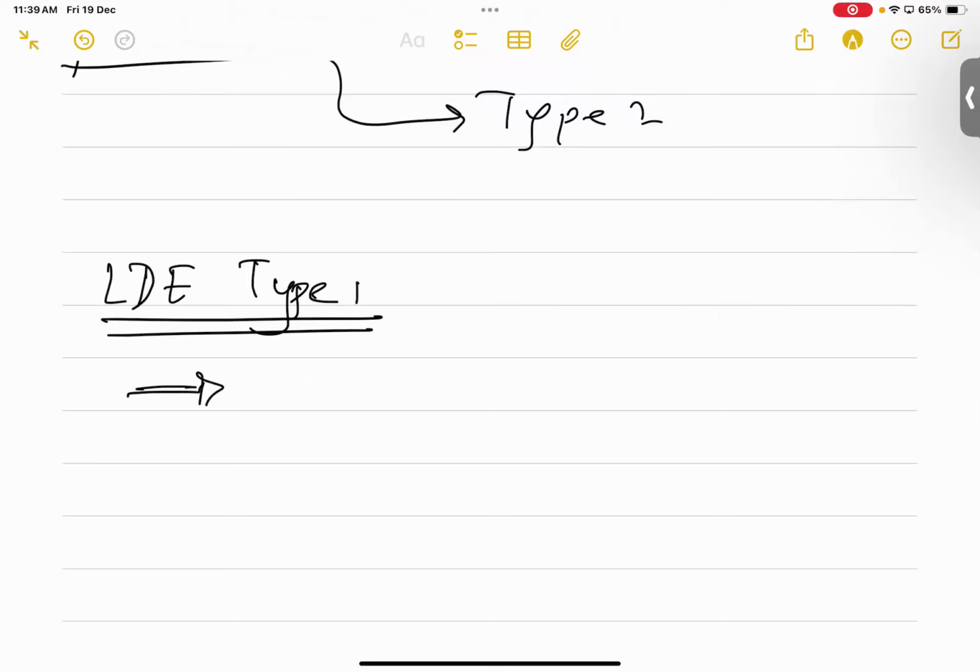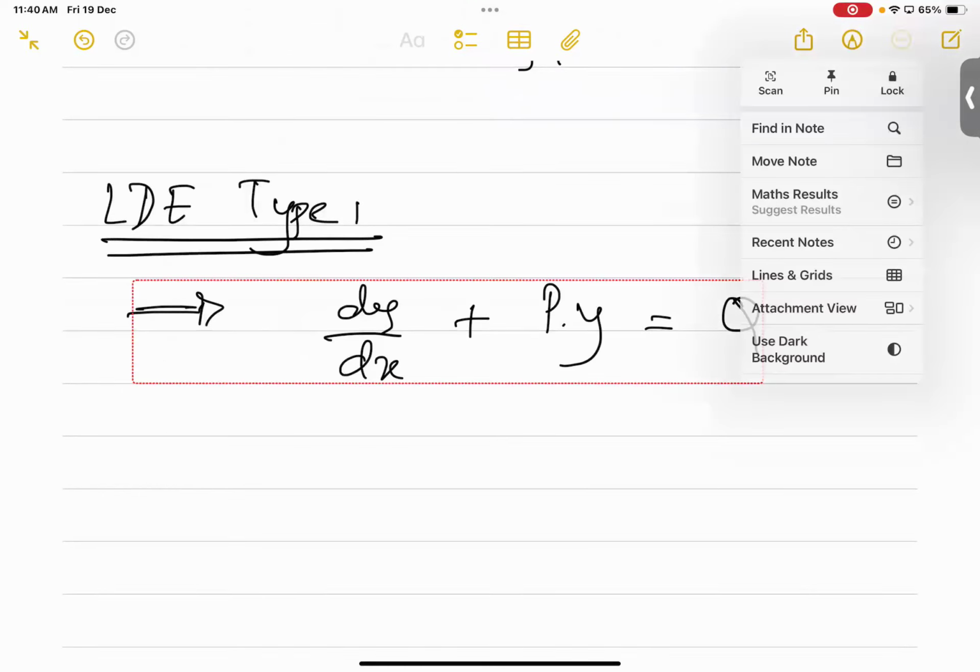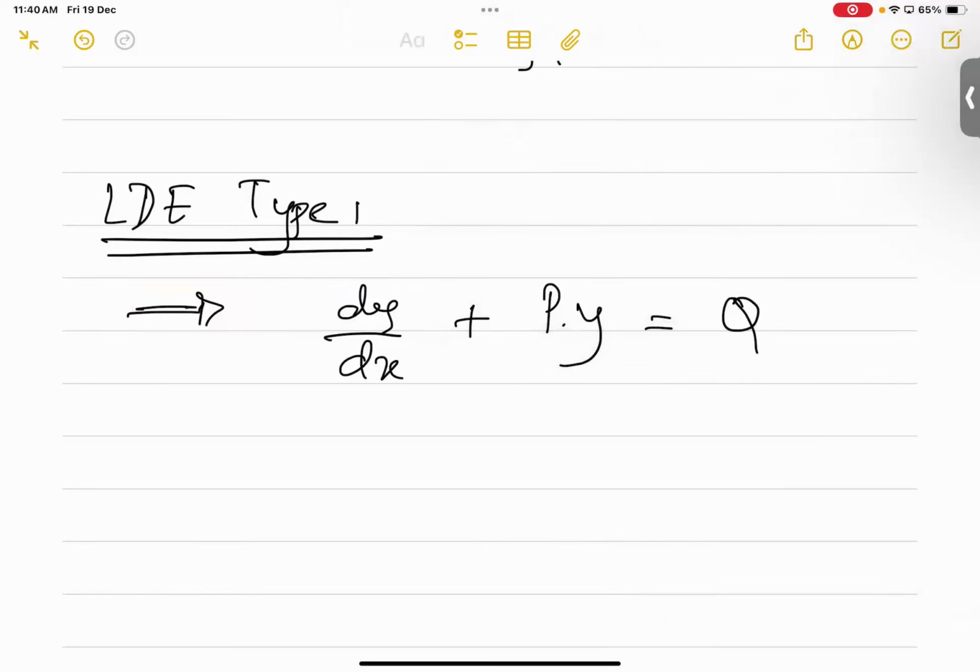So this category of problems will be like this: dy by dx plus p into y is equal to q. Step number 1, if is called the integrating factor. If is the integrating factor, e raised to integration of p dx. Integration of p dx is in the power.